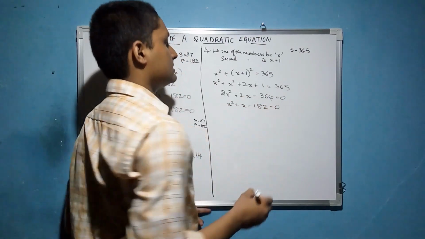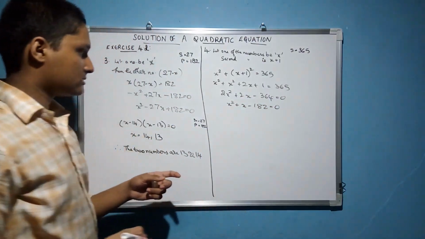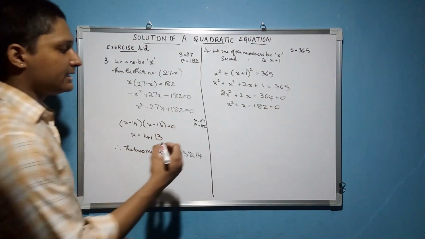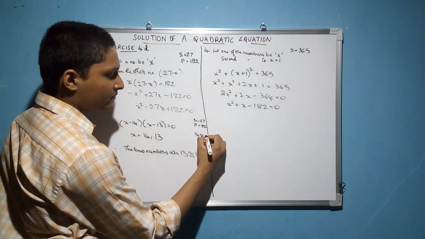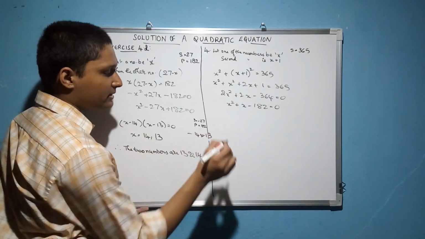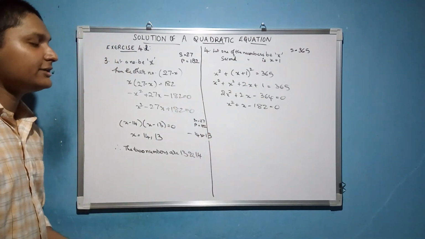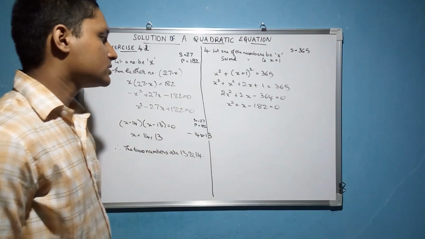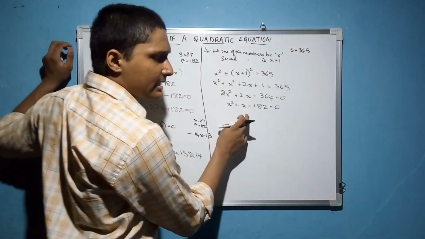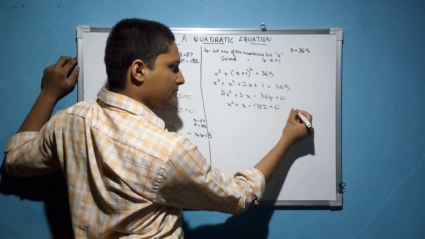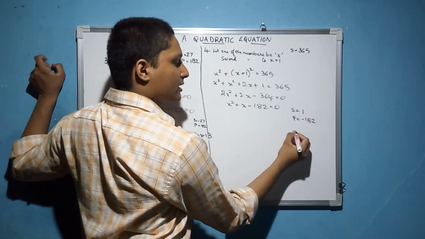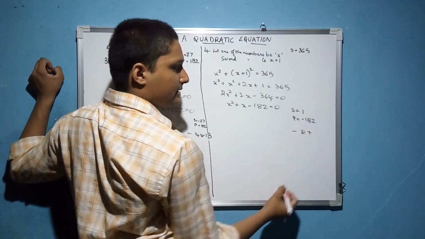Okay, so we did the prime factorization of 182 where we got 14 into 13. Here we took both to be negative because the sum was also negative but the product was positive. When it comes to this case, the sum is positive, the sum is 1 and the product is minus 182. Therefore one of them is positive and one of them is negative.